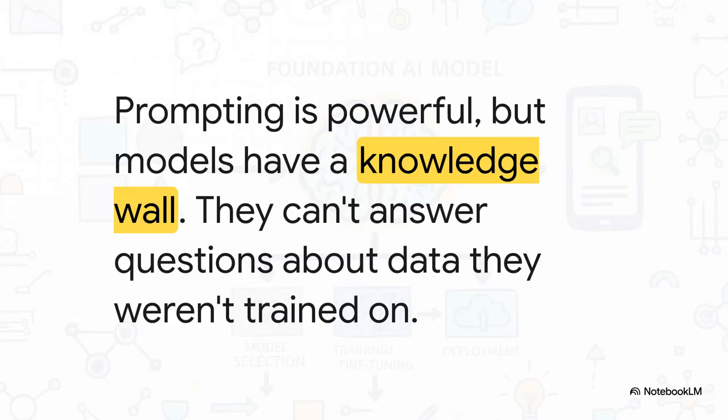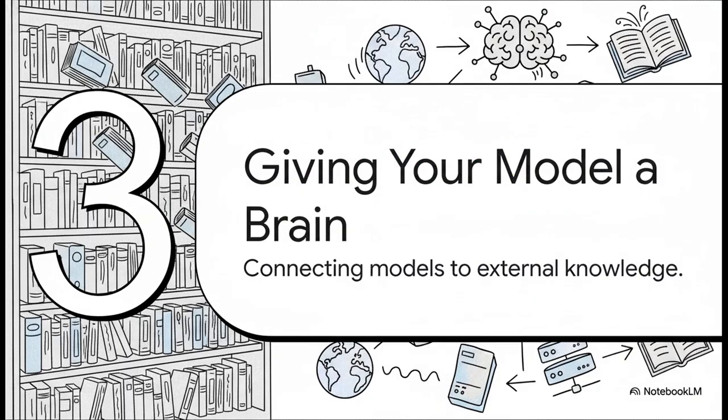Now, prompting is incredibly powerful, but it has a really clear limit. What happens if you ask a model about something that just happened yesterday, or about your company's private data, or really anything that wasn't in its original training data? Well, it just won't know the answer. It basically hits a knowledge wall. So how do we get around that knowledge gap? It's actually a pretty cool idea.